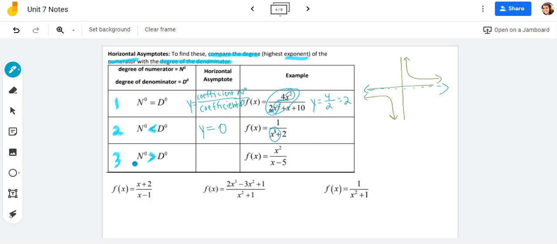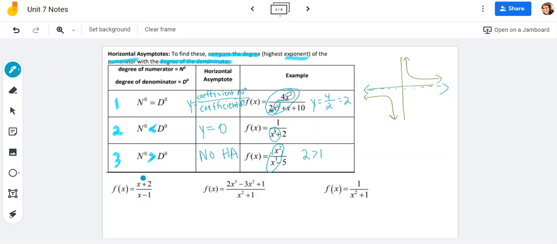And then lastly, when our numerator degree is greater than our denominator degree, there's going to be no horizontal asymptote for these examples. So if we look here, we have x squared, and then in the denominator we have x. Well, the exponent of x is 1, and 2 is greater than 1. So that numerator degree is bigger, meaning there's no horizontal asymptote.